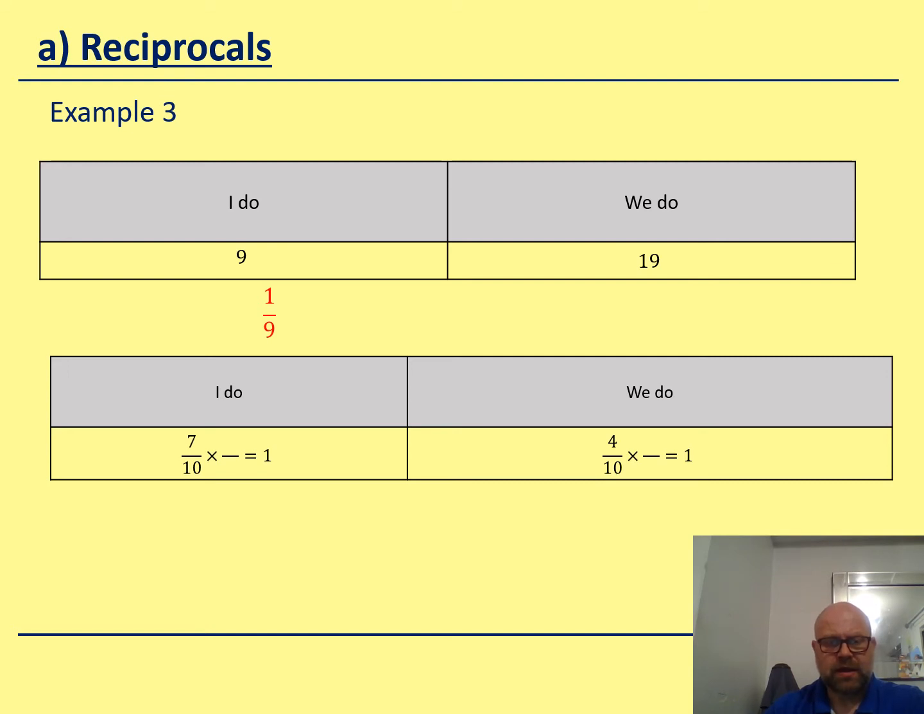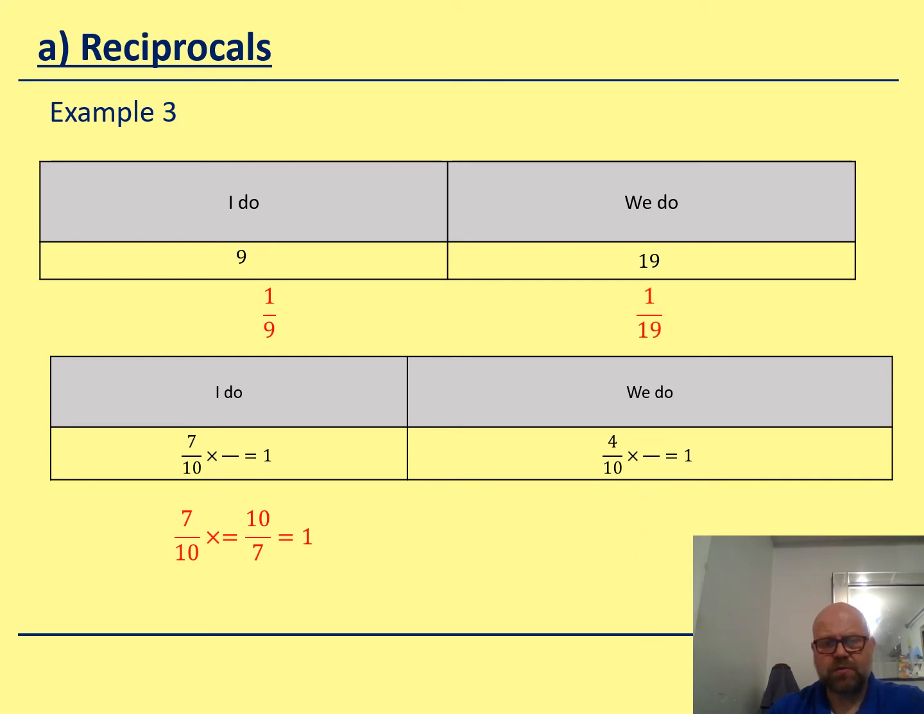Okay, the next one's slightly different. You've got a bit of filling in the blanks to do. So 7 over 10 times another fraction is 1. What is that other fraction? Well, it's the reciprocal, so it's going to be 10 over 7. Okay, so you do these two.